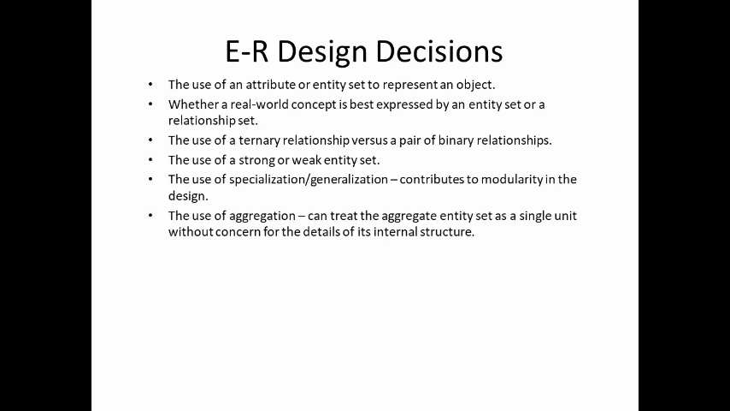Now, when you're making the ER design decisions, we have the use of attributes or entity sets to represent an object. You need to be able to figure out whether a real-world concept is best expressed by an entity set or a relationship when you're coming up with your ERD diagrams based on the business requirements. So, the use of a ternary relationship versus a pair of binary relationships: do you wish to have that kind of representation in your diagram?